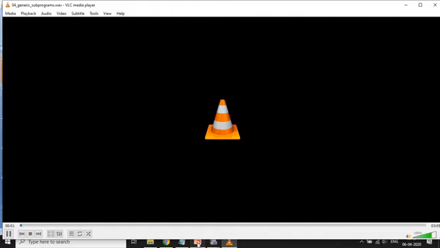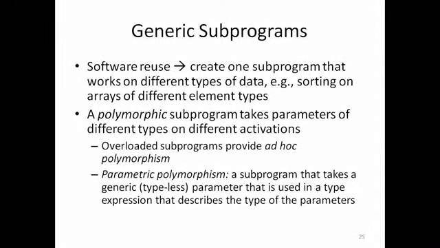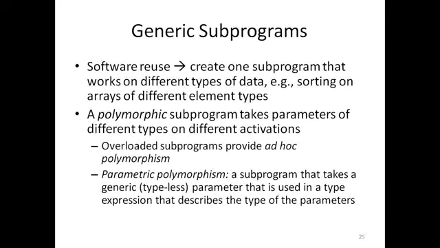Generic subprograms. When a program needs to be written to sort 4 different type elements, such as integer, float, character, and double, a programmer should not need to write 4 different sort subprograms to sort 4 arrays that differ only in element type. To do this, a generic or polymorphic subprogram takes parameters of different types on different activations. Overloaded subprograms provide a particular kind of polymorphism called ad hoc polymorphism. Parametric polymorphism is provided by a subprogram that takes a generic parameter that is used in a type expression that describes the types of the parameters of the subprogram.